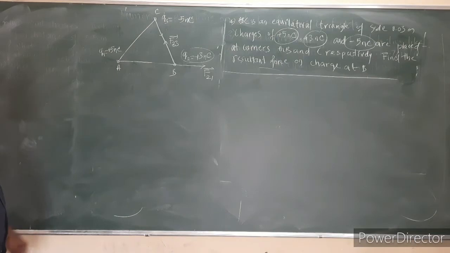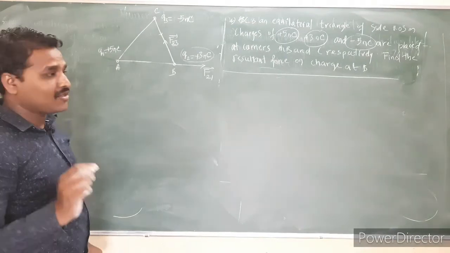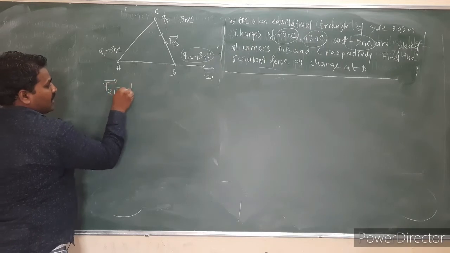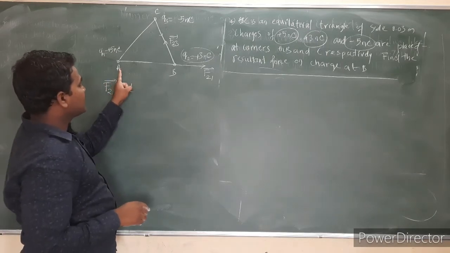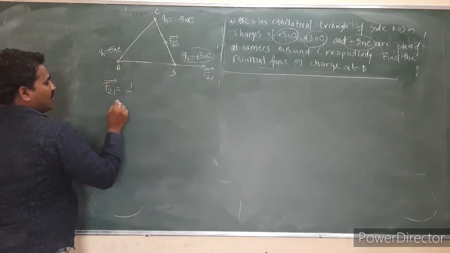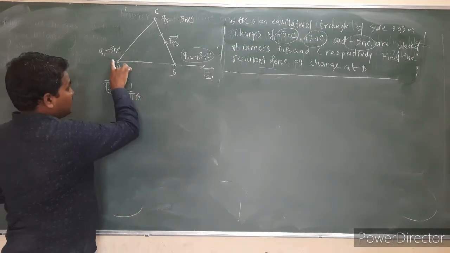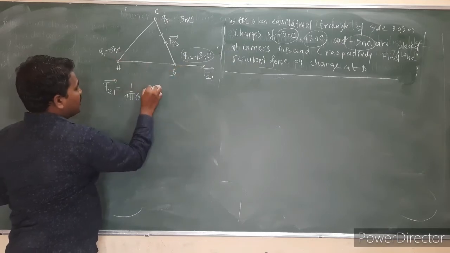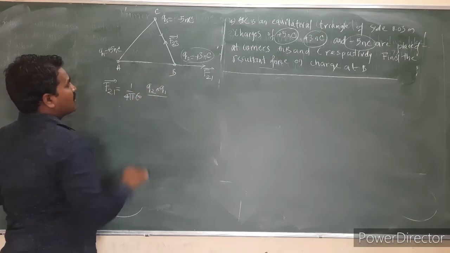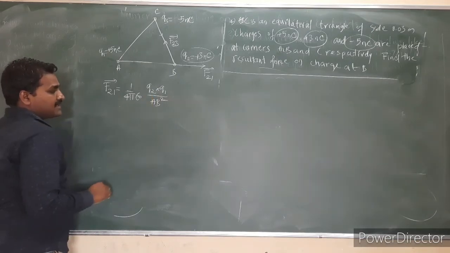Then let us write the magnitudes of the forces F21 and F23 using Coulomb's law of electrostatics. F21 is equal to what? That is the electrostatic repulsive force between charges Q1 and Q2, or the force acting on charge Q2 because of charge Q1, which is given by 1 divided by 4 pi epsilon naught, Q2 into Q1, whole divided by the distance between charges Q1 and Q2, that is AB squared.